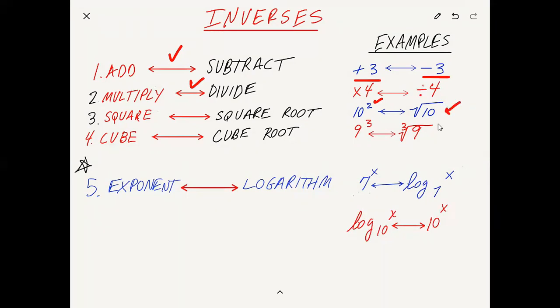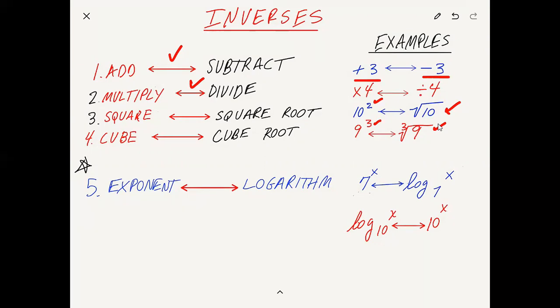Another example is cubing. If you cube something or take something to the third power, the inverse of that is taking the cube root or the third root of that. So in this example, I have 9 to the third power. The inverse of raising something to the third power is taking the third root of that. So whenever you're squaring, cubing, or raising something to the fourth power, you're going to take the fourth root, or whatever that is.